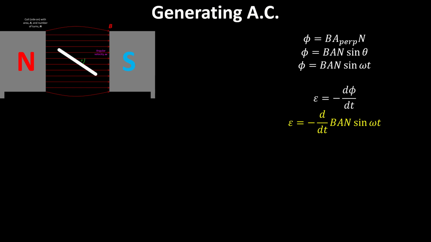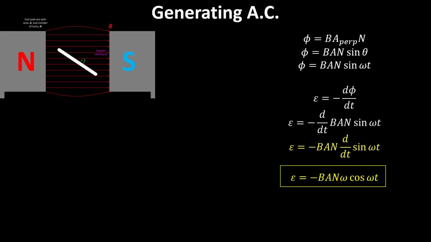Because the magnetic field strength, the area of the coil, and the number of turns are all constant, we can take them out the front. So it's minus BAN times the time derivative of sine omega t. The derivative of sine is cosine, and we have to apply the chain rule because it's a function of a function. So it's going to be cosine omega t multiplied by omega. So we end up with the induced EMF is minus BAN omega, the magnetic field strength times the area times the number of turns times the angular velocity, times the cosine of omega t.